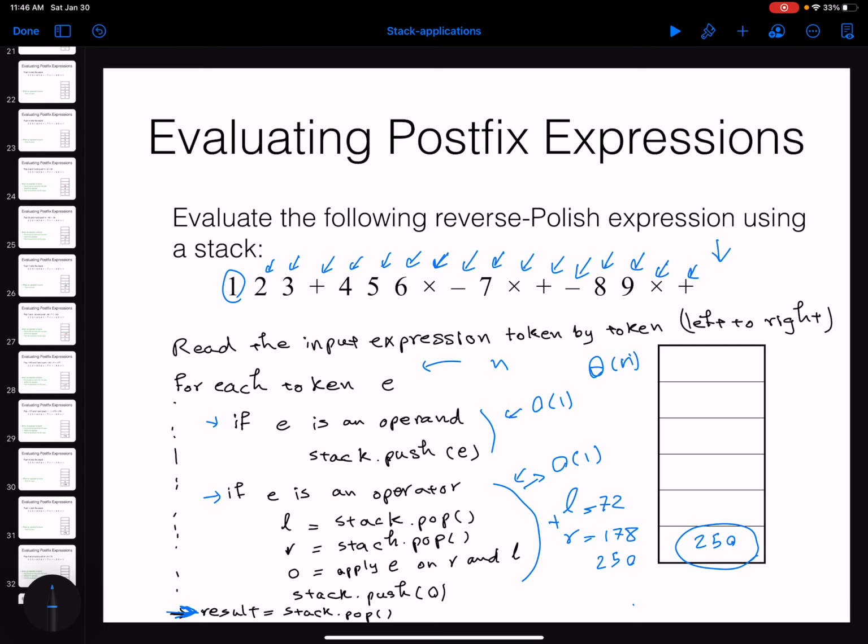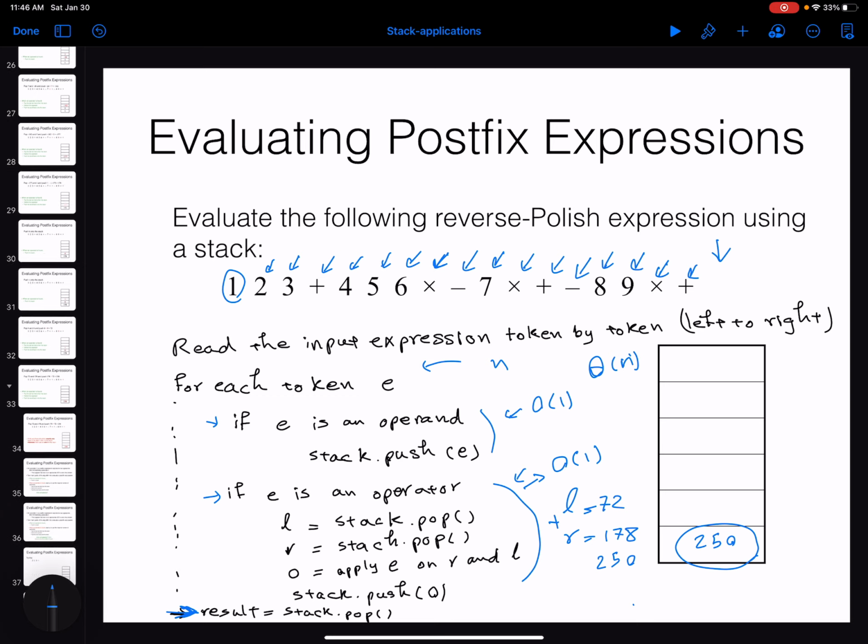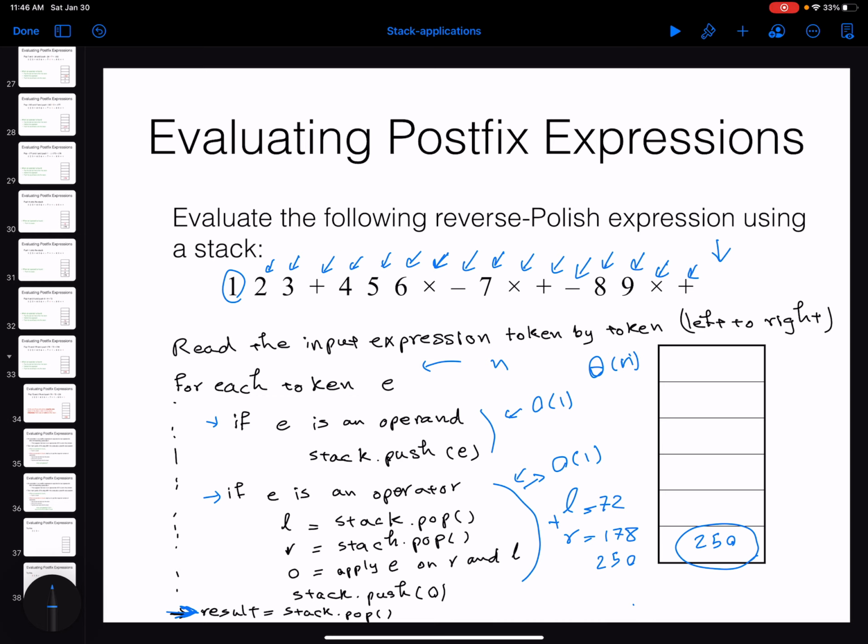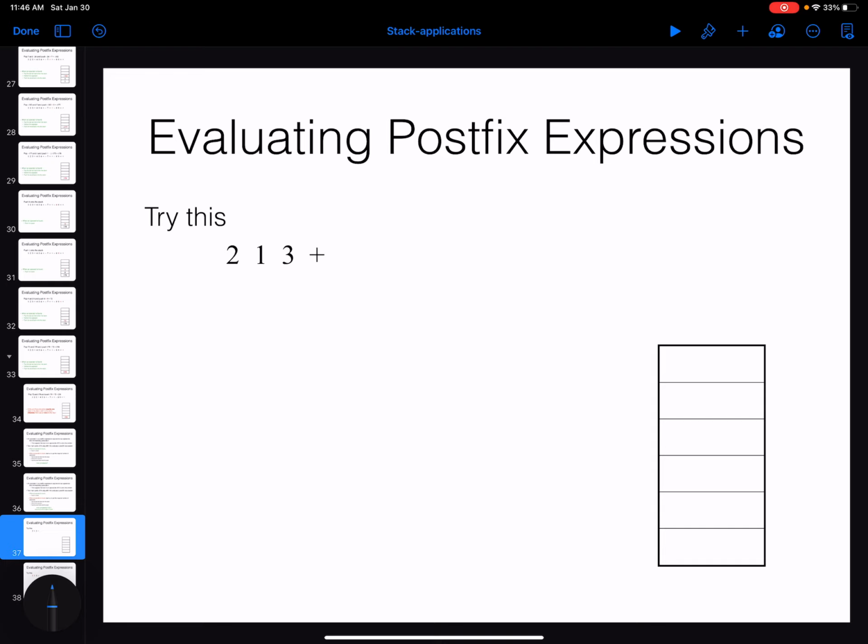Just a couple of things to be careful about. What if there is an error in your input string? There are two possibilities that you might actually have seen some error. One of them is actually in this example. Let's just apply our algorithm over this example and see what would happen.